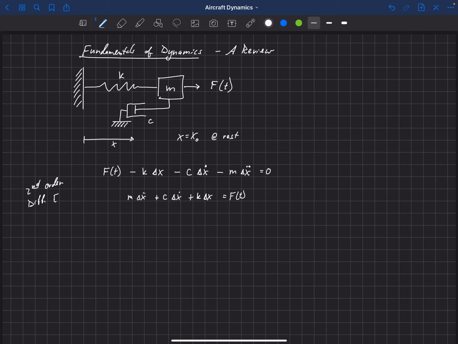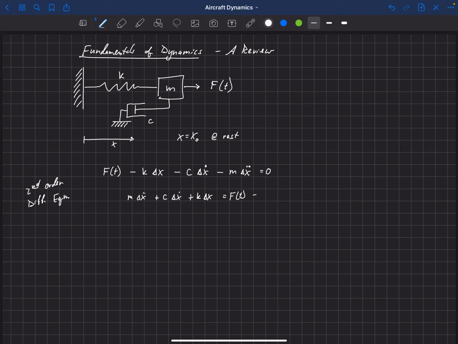Okay, so what we want to do now is interrogate this equation to learn about the dynamics of this system, to understand how this mass is going to move if it gets perturbed away from its equilibrium point.